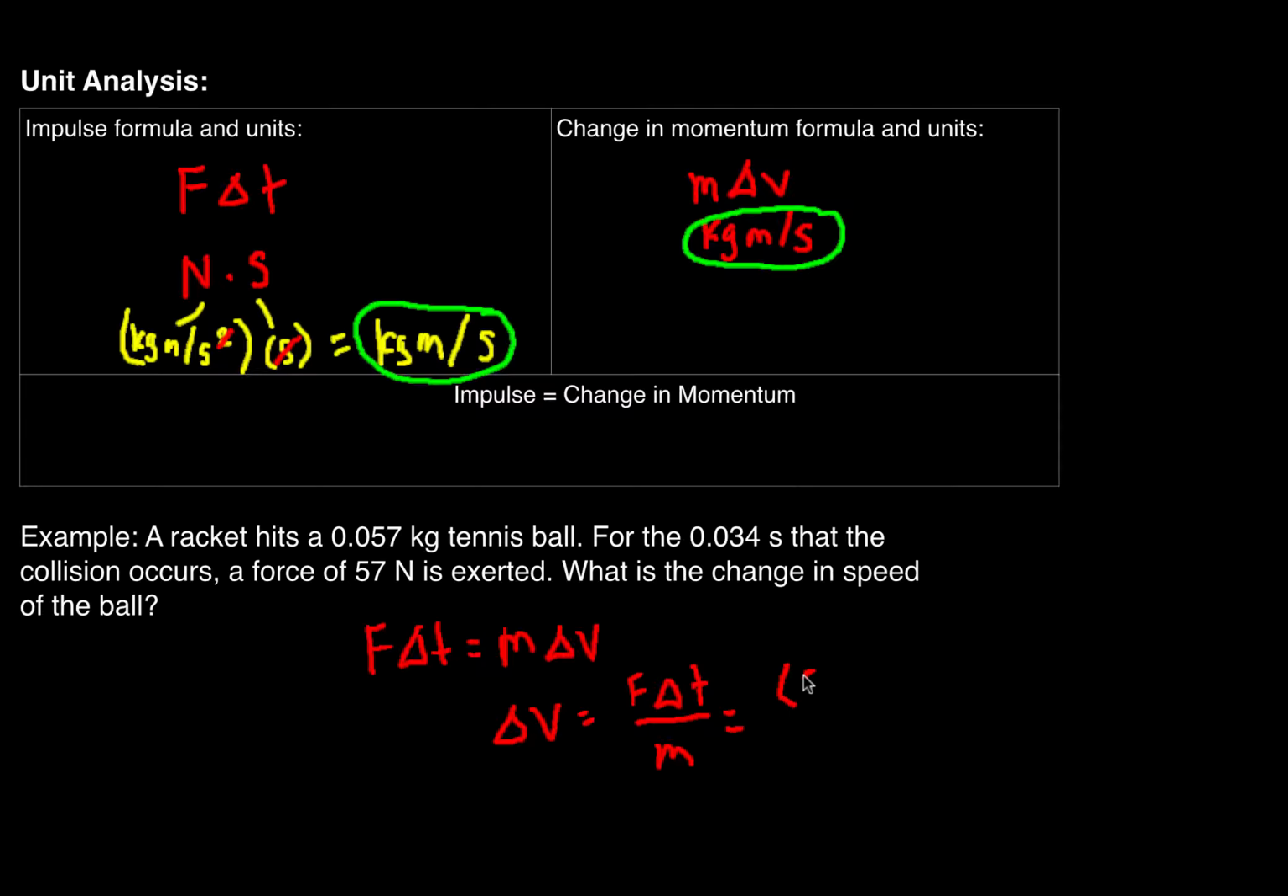which is 47 times the change in time divided by the mass, which gives us 34 meters per second.